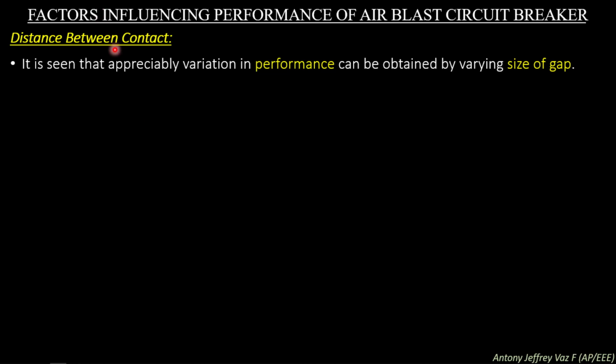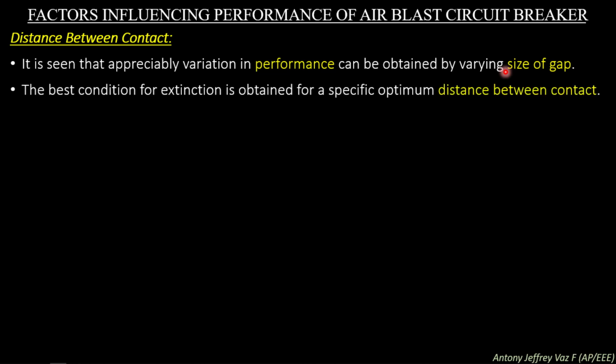Distance between contacts. It is seen that appreciable variation in performance can be obtained by varying the size of the gap. Since the moving contact and the fixed contact are opened, the distance between the moving and fixed contacts causes a performance variation in air blast circuit breakers. The best condition for extinction is obtained for a specific optimum distance between contacts.